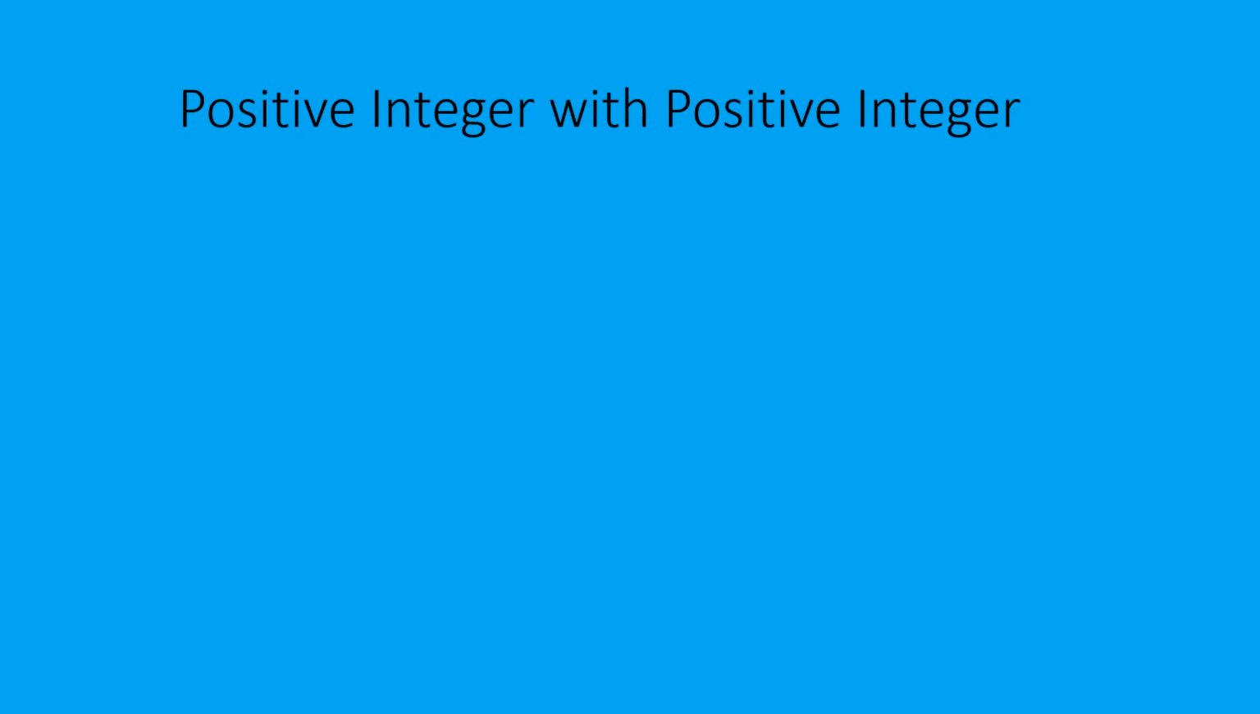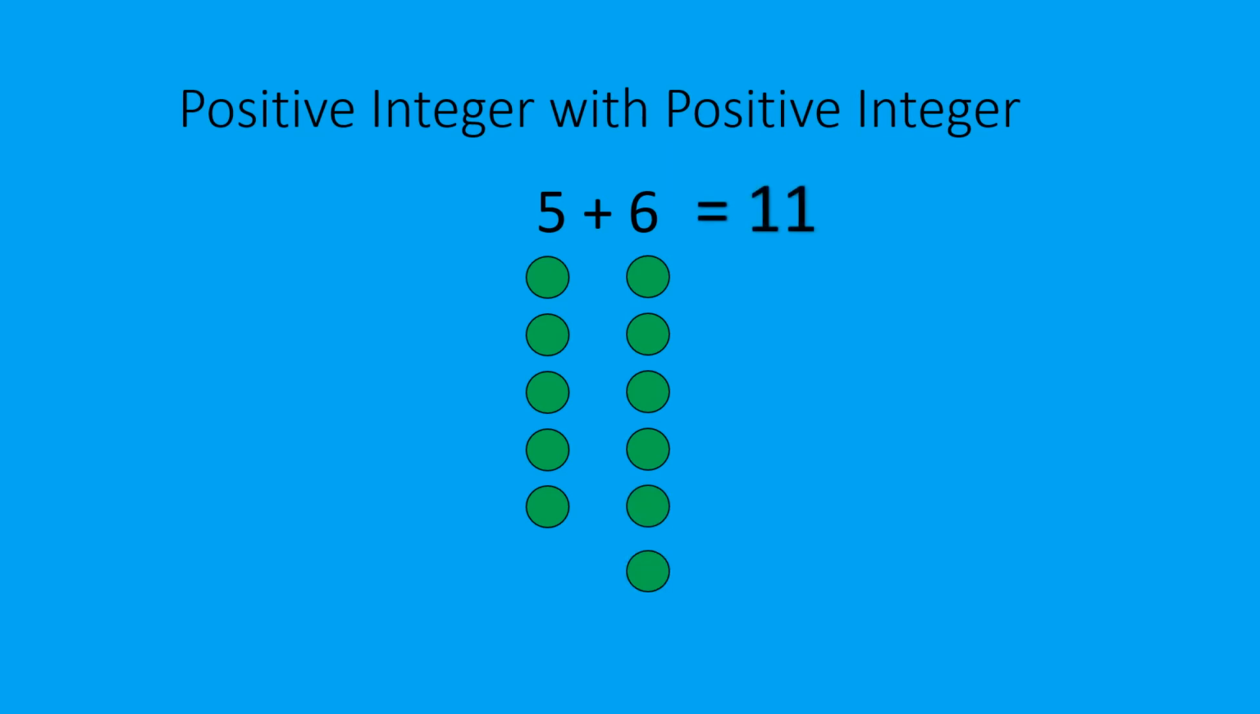In this example, we have 5 plus 6. I will be using green balls to represent my positive numbers. So for 5, I have drawn 5 green balls, and for representing 6, I have drawn 6 green balls. So what is the total number of balls altogether? 11. And since green is positive, we have our answer as positive 11.